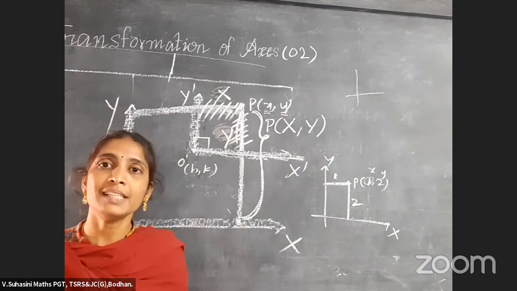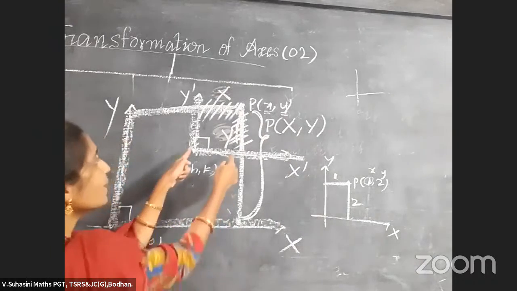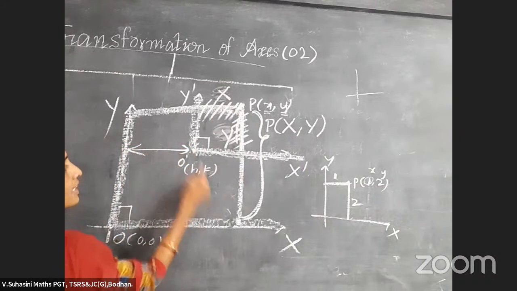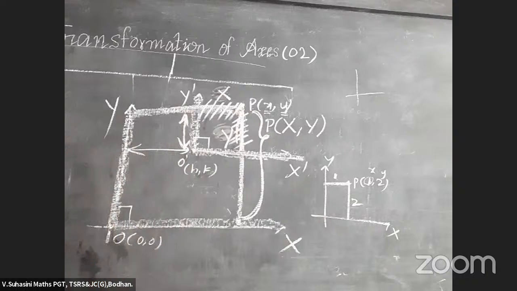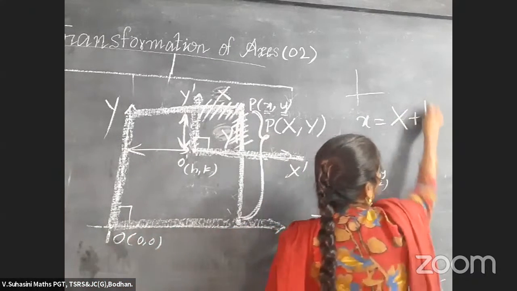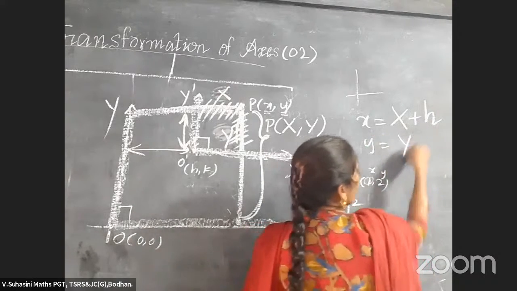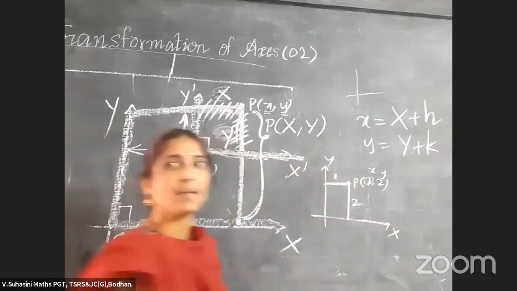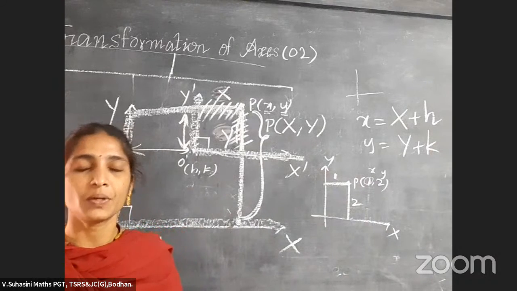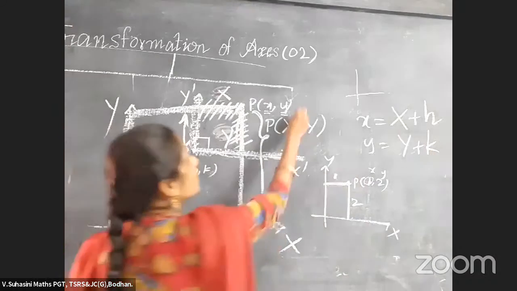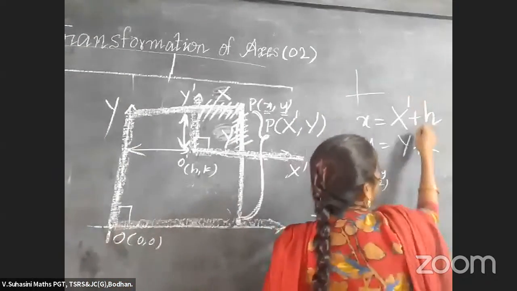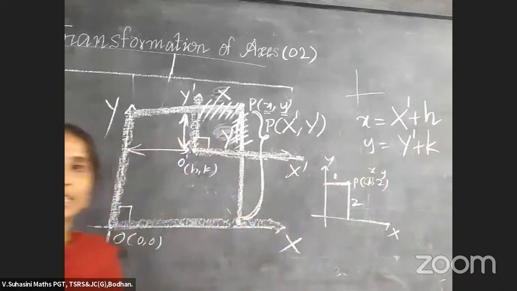How do they change? They change with respect to the distances that we are adding. What is this distance? h, and this distance, k. Therefore, yesterday we observed small x is equal to capital X plus h, and small y is equal to capital Y plus k. Or if you are denoting this as x dash, it will be x dash plus h and y dash plus k.